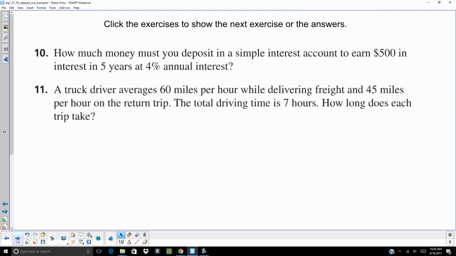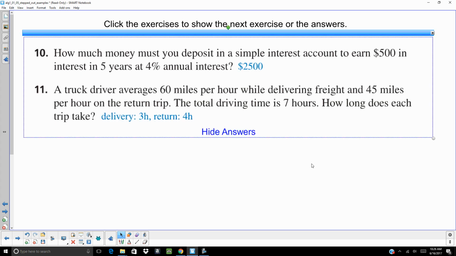All right, take a second, hit pause, try these two on your own. When you are done, hit the pause button again. So the first one is $2,500. The second one, 3 hours for delivery. The return was 4 hours.